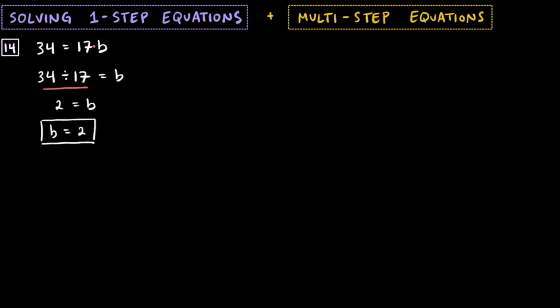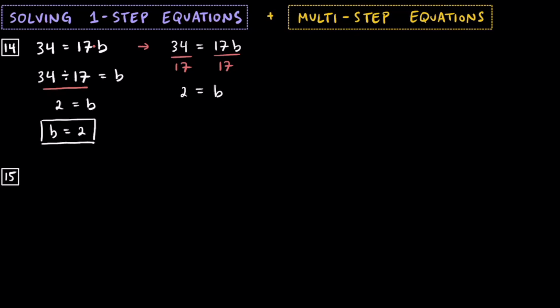Now, if you want to go about it using one of those properties of equality and do something to both sides of the equation, if we have 34 is equal to 17 times b, then in order to get b alone, or to isolate the variable, we go ahead and divide both sides by 17. On the left side, 34 divided by 17 is 2. And on the right side, 17 divided by 17 is 1. So we have 1b, or just b. And so b does equal 2 again.